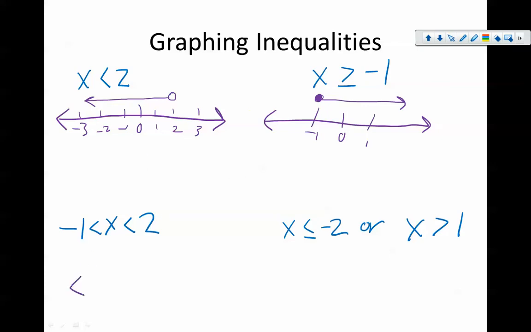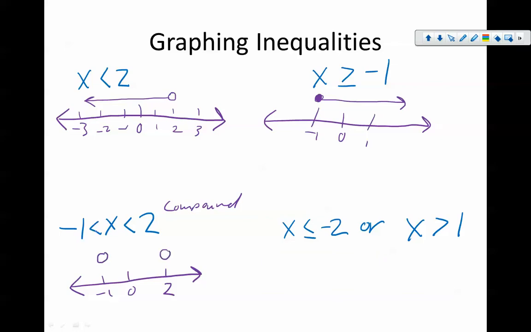Coming down here, this is a compound inequality. And notice that it has 2 inequality signs here. It's giving us 2 different conditions that have to be met. And those conditions are that x is larger than -1, but smaller than 2. So we want to mark on our graph all of the numbers that are larger than -1, but smaller than 2. So again, these are not equal to's, so they're open circles at -1 and 2.